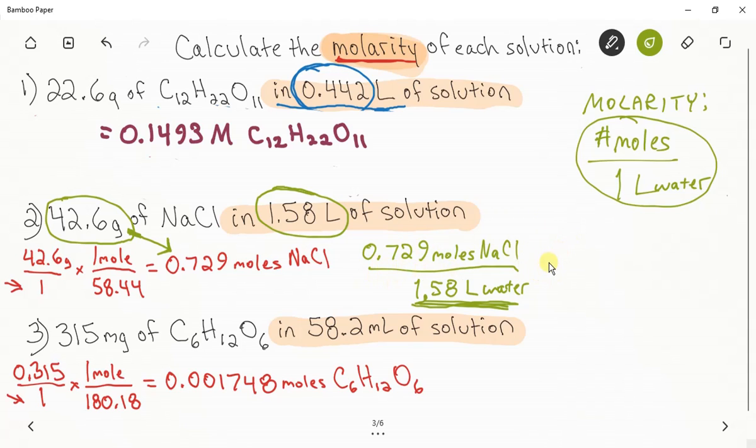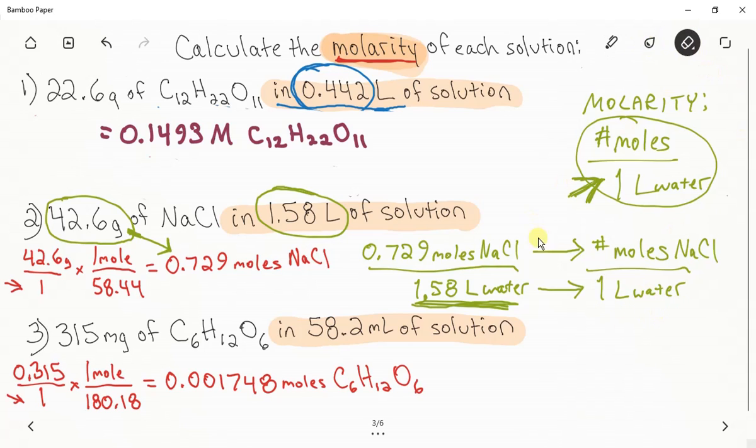So we need to find out what the molarity is, but the molarity is all about the 1 liter of water. So somehow we need to change this 1.58 liters of water to 1 liter of water. That's how we find out how many moles of sodium chloride we would add if we were only using 1 liter of water. So, let me erase these.